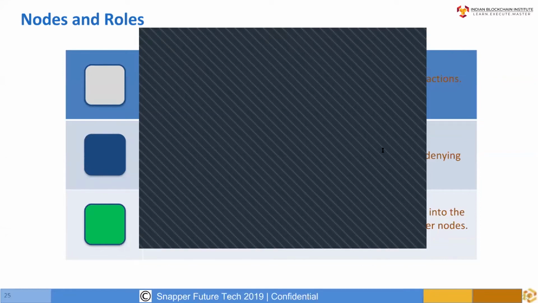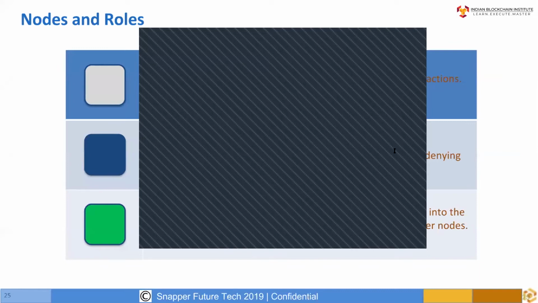What is the minimum number of nodes? There is no minimum number of nodes. If you are able to have a number of machines dedicated to this blockchain network, you can have multiple nodes in your network. Right now, what has been tested and is working properly is 200 nodes in the network. That has been tested, 200 max.